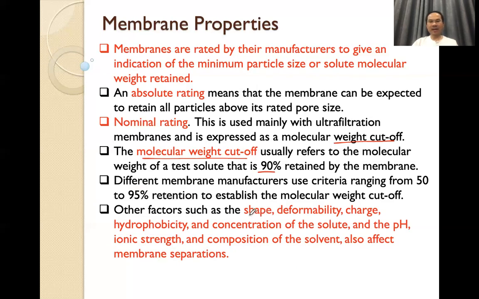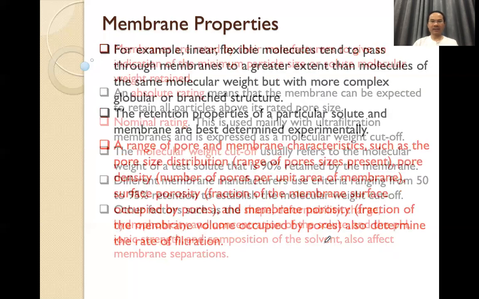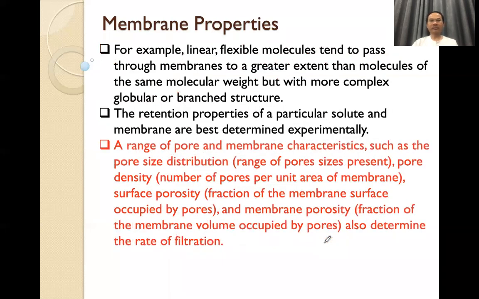The other factors such as shape, deformability, charge, hydrophobicity, concentration of solute, pH, ionic strength, and composition of solvent also affect the membrane separation. For example, linear or flexible molecules tend to pass through the membrane to a greater extent than molecules of the same molecular weight but with a more complex globular or branched structure. What does it mean? If the molecule is flexible or linear, it is easy to pass through the pores of the membrane.